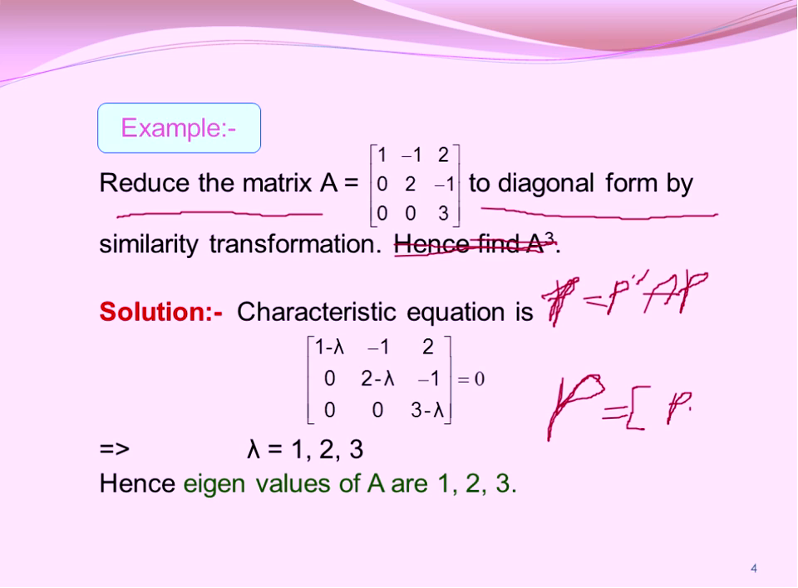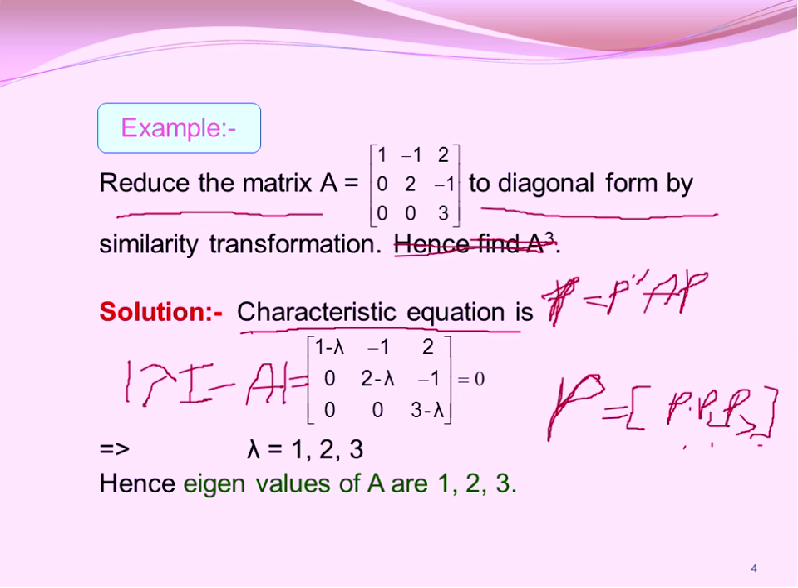So first of all, we have to find P. For P, we have to find the eigenvectors P1, P2, and P3, corresponding to the eigenvalues. So we have to start by finding the eigenvalues. We know the formula for the eigenvalues: first we find the characteristic equation.